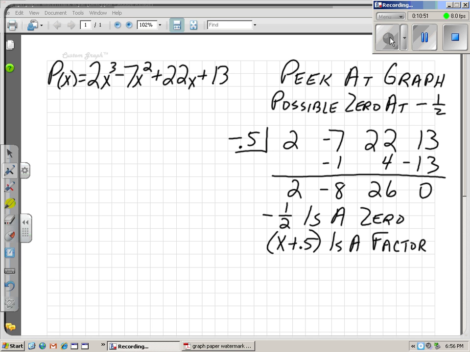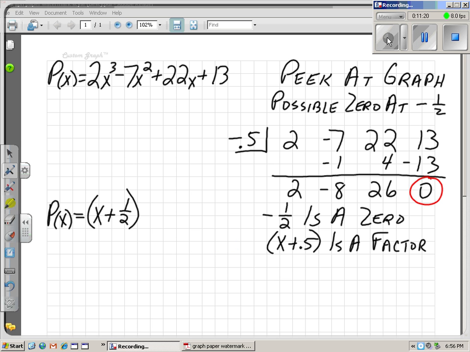All right, and I get a 0 remainder right here, which means it goes in evenly, which means it is divisible by negative 0.5, which means that negative 0.5 or negative 1/2, you can use either number, is a 0. It also means that x plus 0.5, because x minus the 0 would be x minus negative 1/2, or x plus 0.5. That means that x plus 0.5 is a factor.